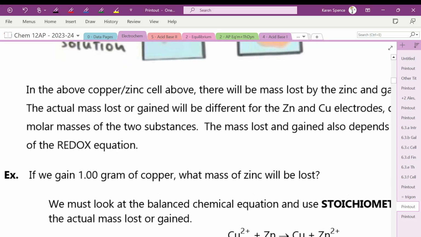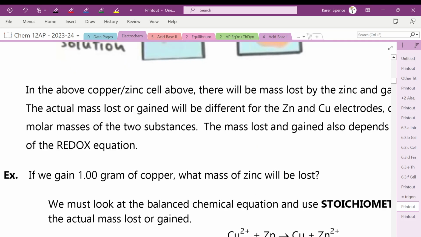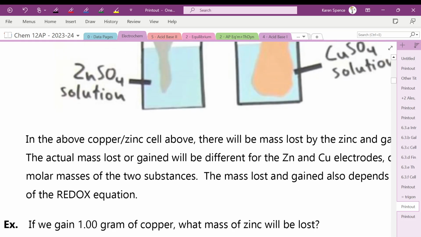If we gain 1 gram of copper, what mass of zinc will be lost? Now, without looking at the answer, could you do that question? If I gave this question to you in grade 11, could you do it? Do it over on the side somewhere. Do it on your old title page. Got to have some use for them, right?